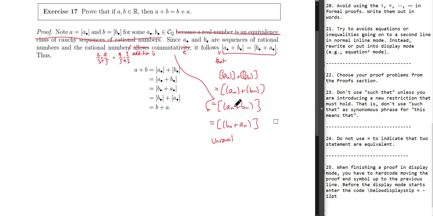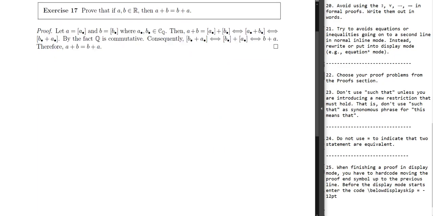Okay, so maybe make that change. That's going to make this a lot better. All right, let's go to contestant number 3. All right, same problem as last time.